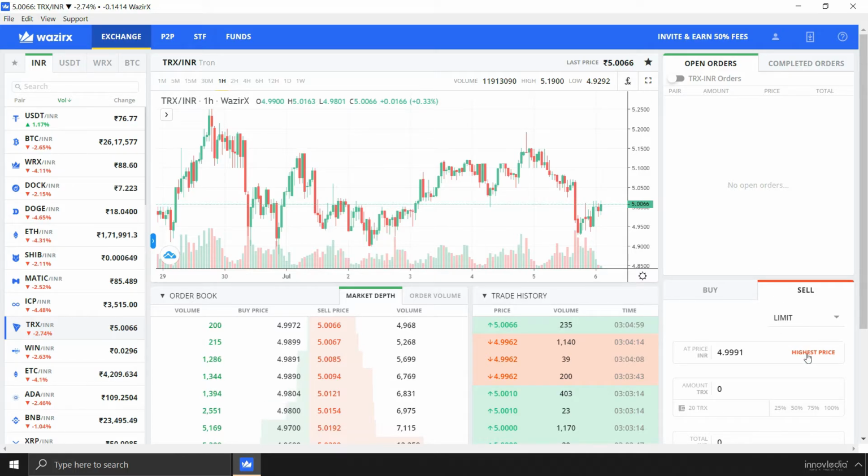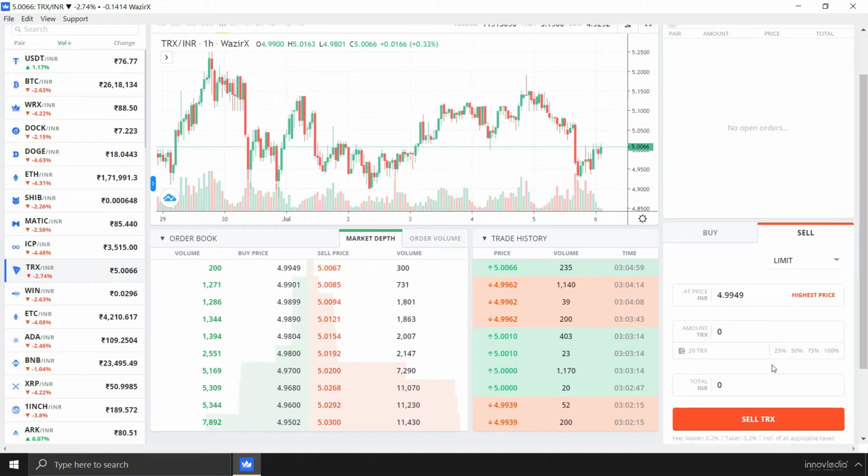For now, I'm going to sell it at this price, which is actually a loss for me, but you don't be in loss. You try to make the profit by selling it at a higher price than what you had purchased with. Alright. For now, I'm going to sell it at this price. Doesn't matter whether it's a profit or a loss. It's just that I have to show you how to sell the coins.